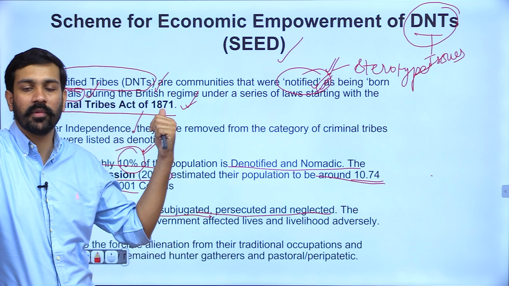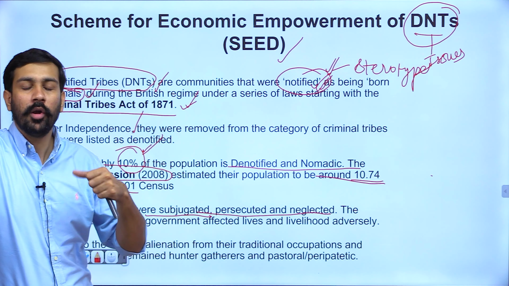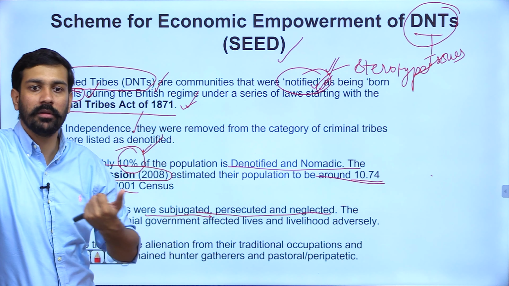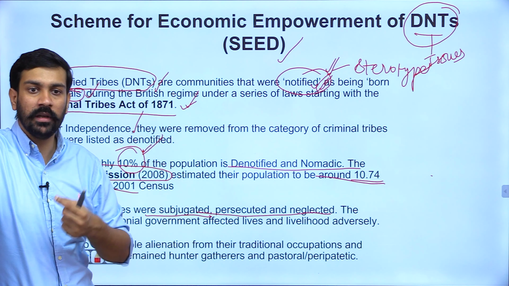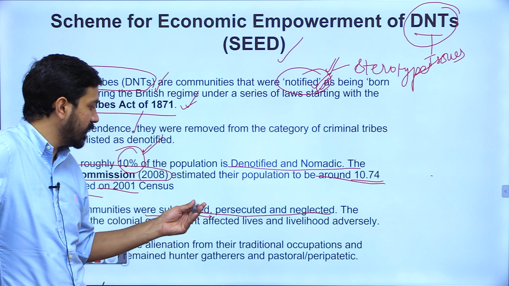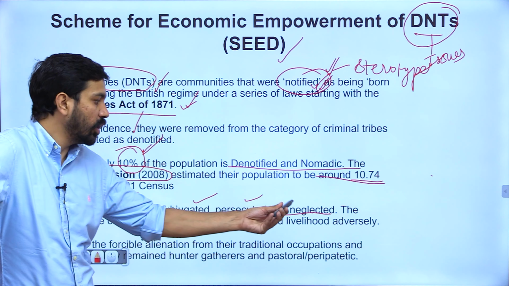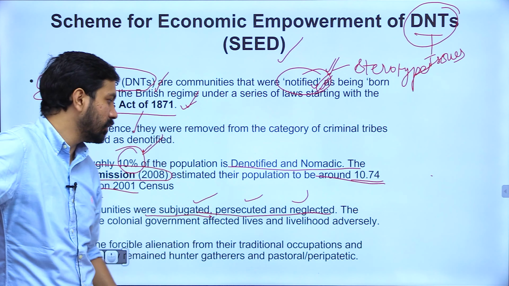If some crime has happened, or some law and order problem is happening in society, the thinking is that it must be these tribes, that we must first investigate them. They must have committed this crime. Because of these stereotypes and prejudices, they are subjugated, persecuted and neglected in society. Further, because of the colonial government, these stereotypes are still prevalent in our society, and their livelihood and lives continue to be affected even today, even after 70 years of independence.